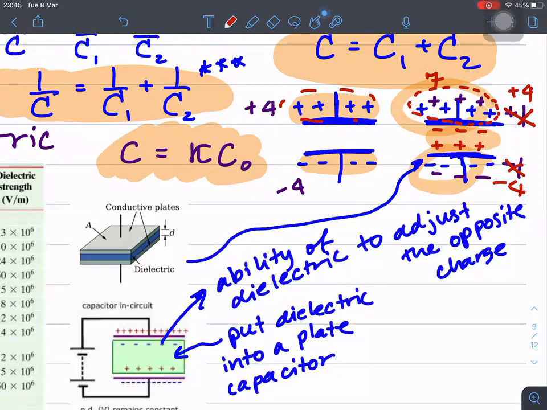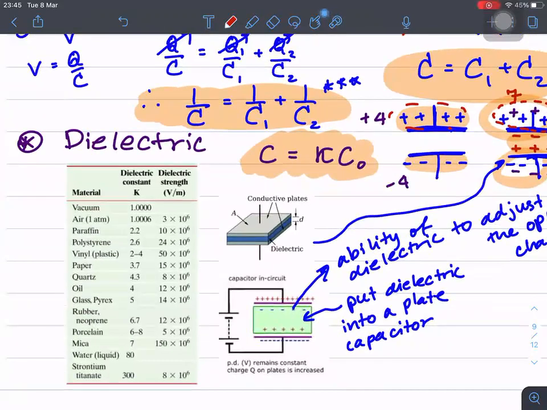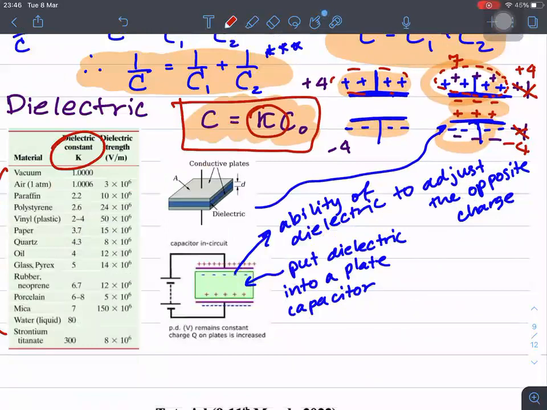But in terms of properties of the material, we have the K or kappa, the dielectric constant, which is a constant for many kinds of material. With that, to find the capacitance of the capacitor with dielectric, you can simply multiply the dielectric constant by the capacitance of the capacitor with no dielectric.